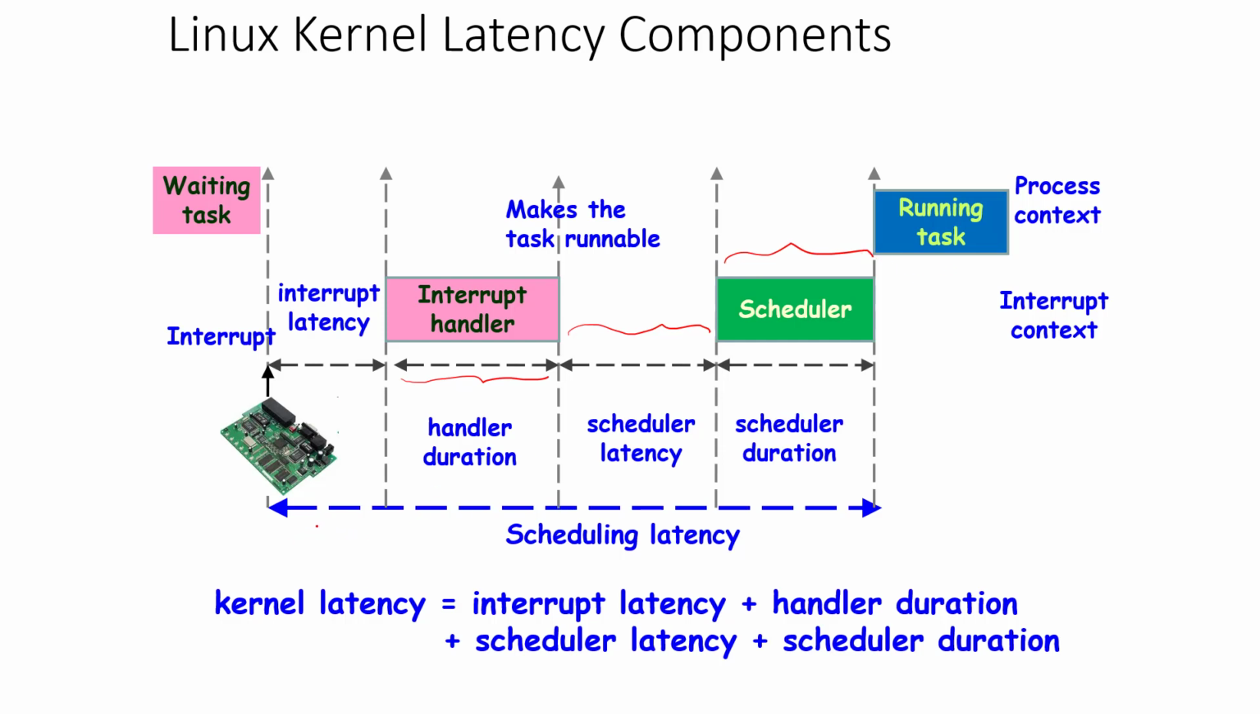So basically, this entire period of the interrupt latency, handler duration, scheduler latency, and the scheduler duration comprises the kernel latency for an interrupt. So this basically means that we have to reduce the time it takes to process the interrupt as well as invoke the scheduler. The shorter this time, the more responsive the program.